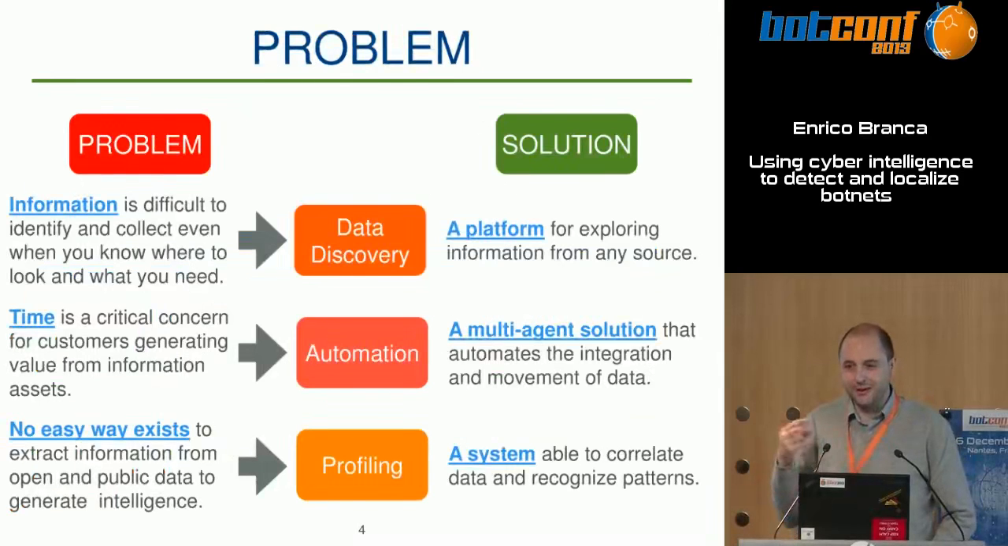So the problem: 3 big theoretical problems. I have to find information, so data discovery takes a lot of time. I want a platform. I don't want to do it manually. Second, automation. I want a set of specific tasks and specific agents to do the stuff. And third, profiling. I have to be able to choose what I like, not what the system is able to give me. That is very complicated.